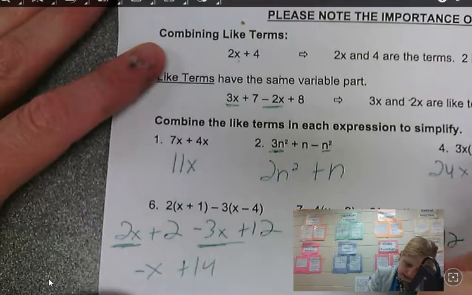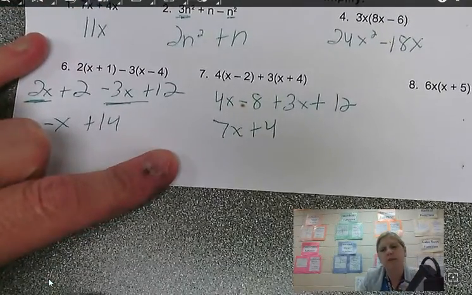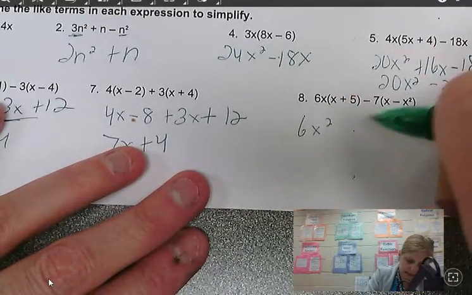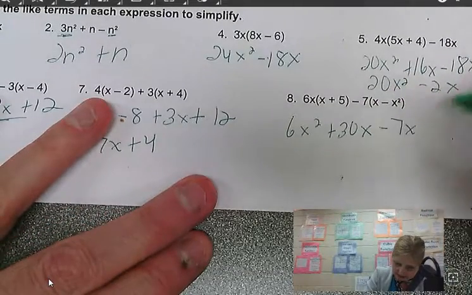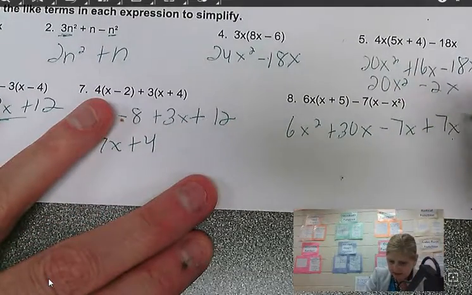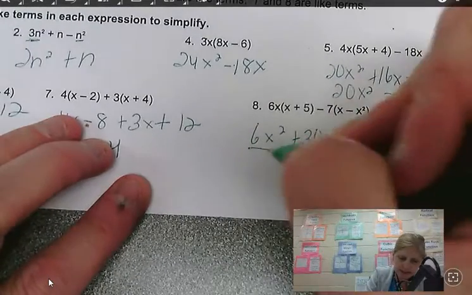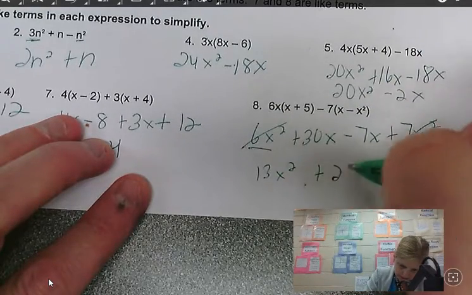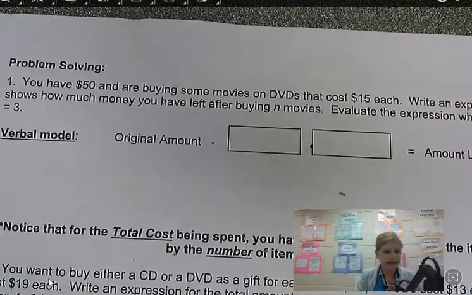7x plus 4. Whoops, I didn't show it to you. My face was in the way. Number 8, 6x times x is 6x squared plus 30x minus 7x plus 7x squared. Combine your x squareds: 13x squared plus 23x. If you go ahead and look over on the next side, we have some problem solving.